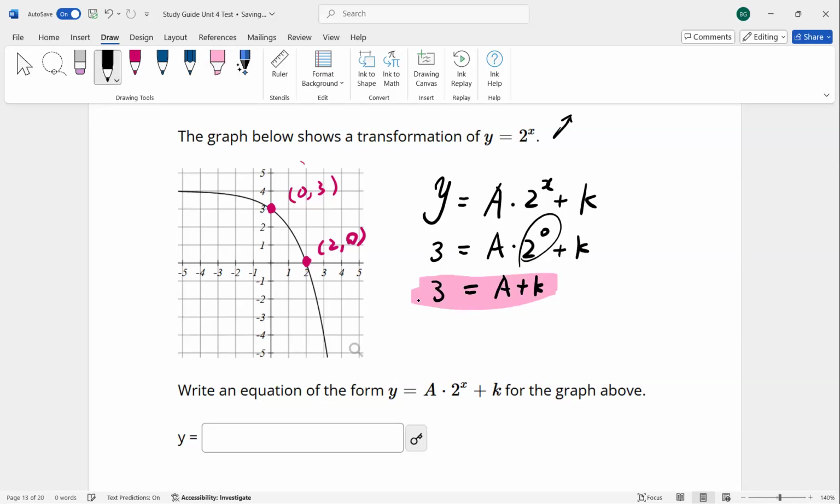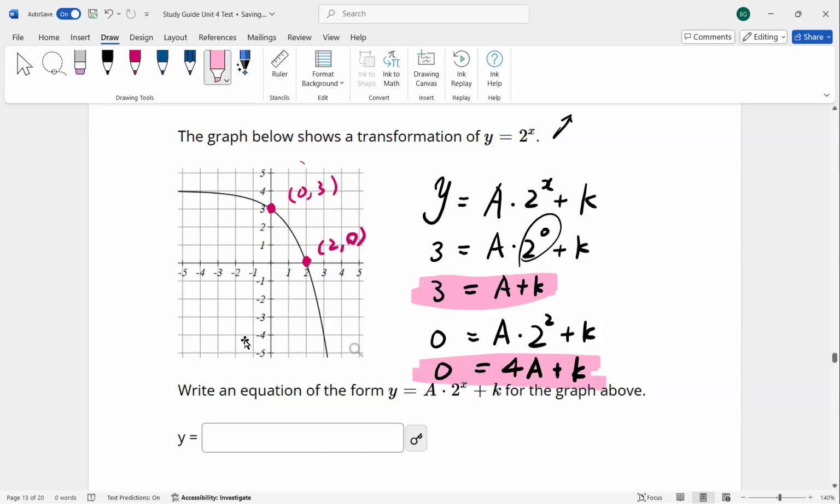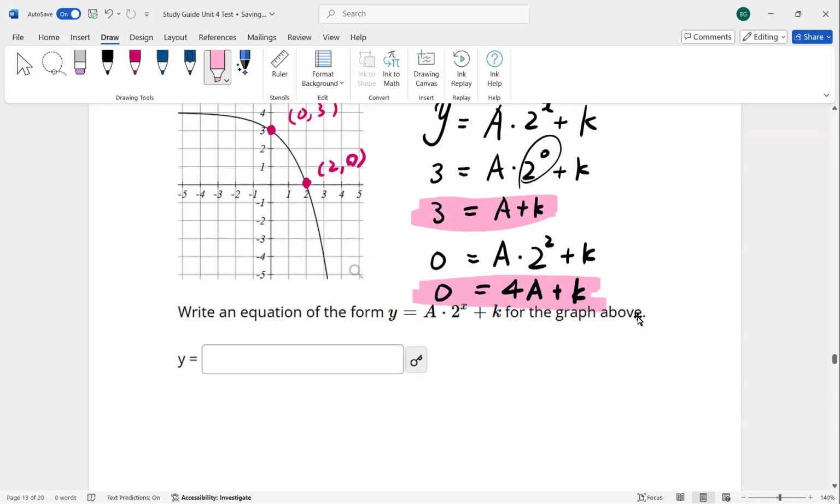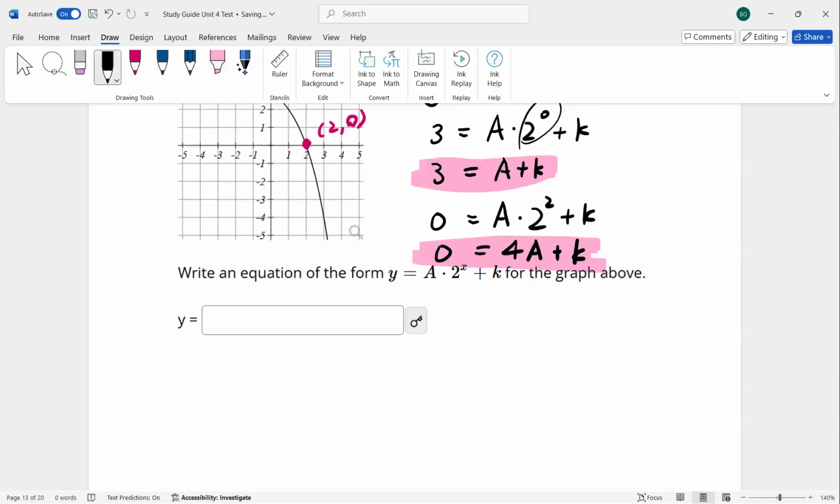And now let's plug in the second pair, 2, 0. When x equals 2, y equals 0. So we have the second power on the base 2, and plus k. And then simplify. 2 to the power of 2, squared, is 4, so 4a plus k. Now we have the second equation, right? In previous chapters, we have learned a system of equations. This is a simple system of equations. And let me put them together, and we can solve the system.